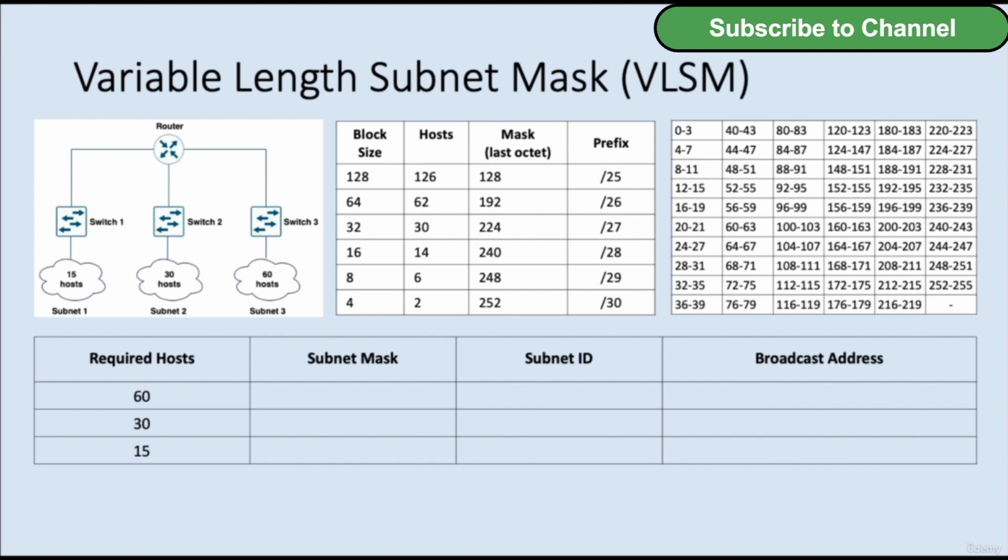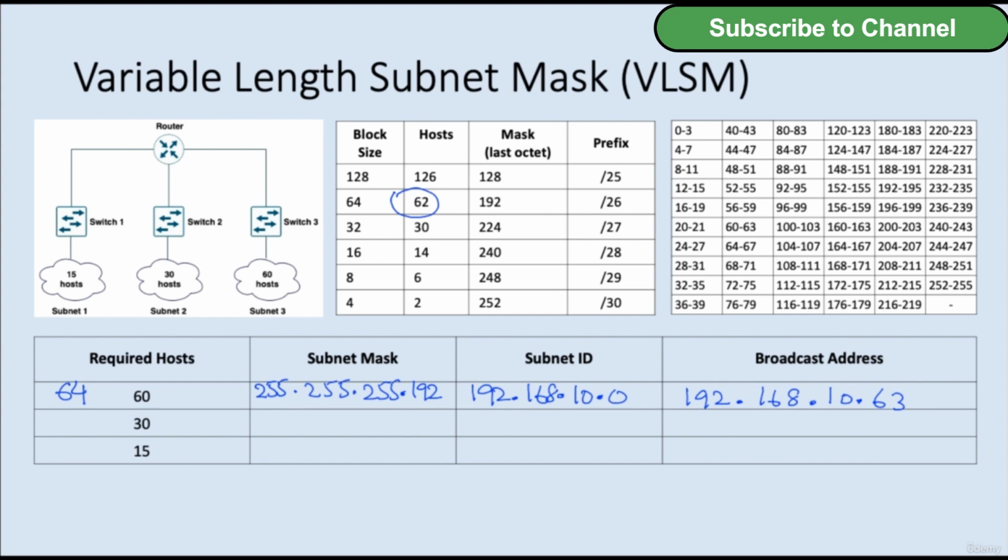The first subnet requires 60 hosts. We cannot give exactly 60 IP addresses, so I'll go for 62 IP addresses because in the table I can give 62 hosts. So for the 62 hosts, I will give a block of 64. In that case, the subnet mask will be 255.255.255.192. I assume it's a private network, so I have taken the subnet ID as 192.168.10.0. 0 to 63 will be the total 64 addresses. So my broadcast will be 63.